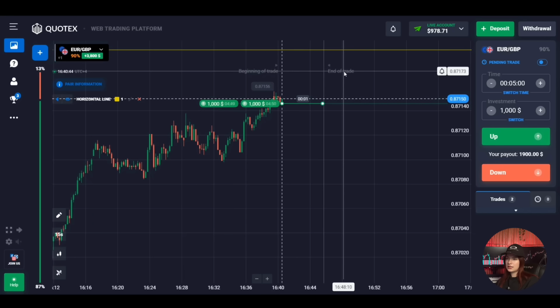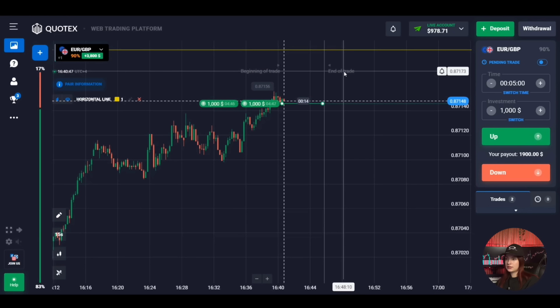At least we can see that the price has been moving slowly but confidently. Guys, I hope that 5 minutes here will be totally enough for us. So let's wait for the end of our deal.